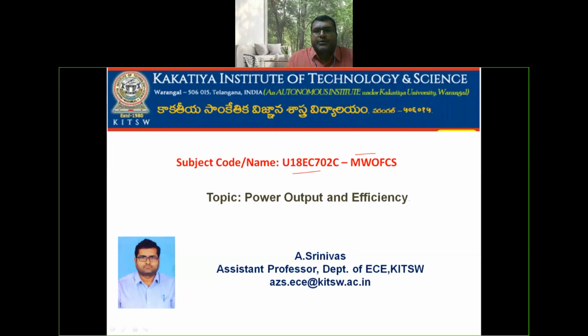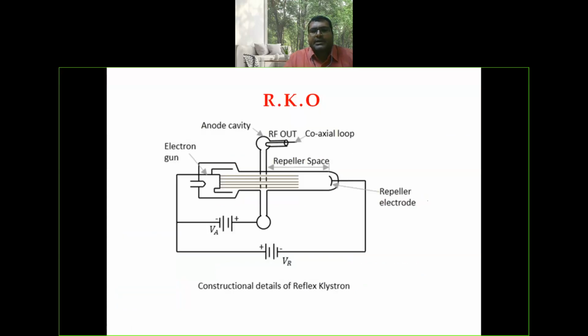Topic: Power output and efficiency of reflex klystron oscillator. In the last class, we discussed the construction and operation of reflex klystron oscillator. In that, the electron beam is affected by the noisy voltage present in the cavity, penetrates into the repeller, and comes back towards the cavity for the second time.